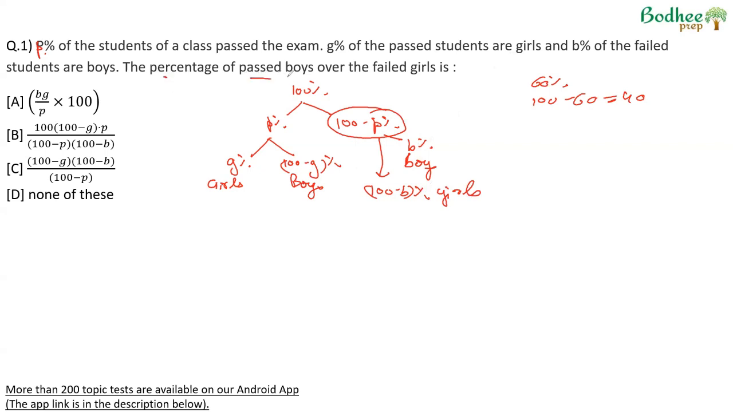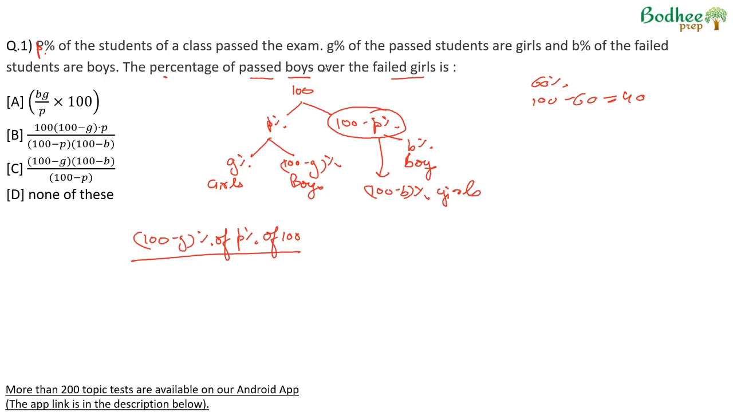The percentage of passed boys over the failed girls. So the number of boys who have passed is 100 minus G% of P% of 100. Assuming that 100 was the number of students who initially gave the test, P% of this passed, and 100 minus G% of P% were the boys. So 100 minus G% of P% becomes the boys from the passed students, and P% of 100 becomes the number of students who passed.